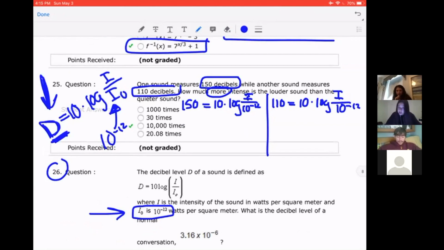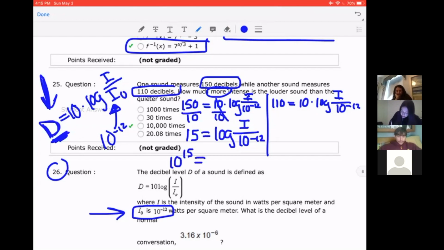So basically we have to work backwards. That's what makes this trickier. The first thing I'm going to do is divide everything by 10. So I end up with 15 equals log of I over 10 to the negative 12. Now we have to rewrite this. In order to solve for I, we have to go from logarithmic form to exponential form. If there's no base there, what's the default base? 10. Perfect. So I put 10 to the power of 15 equals I over 10 to the negative 12.